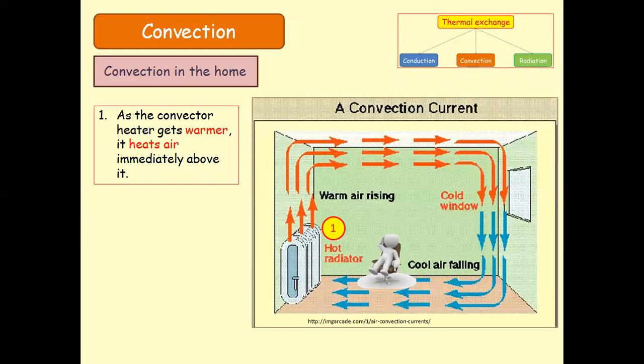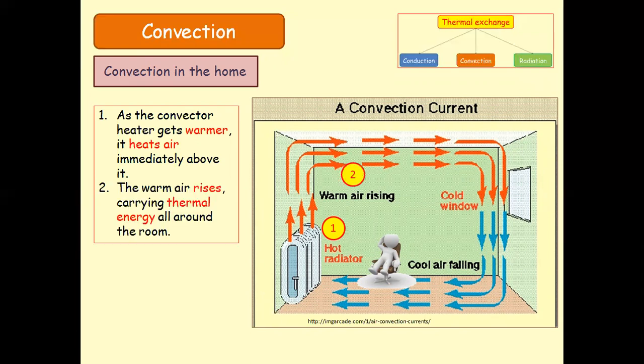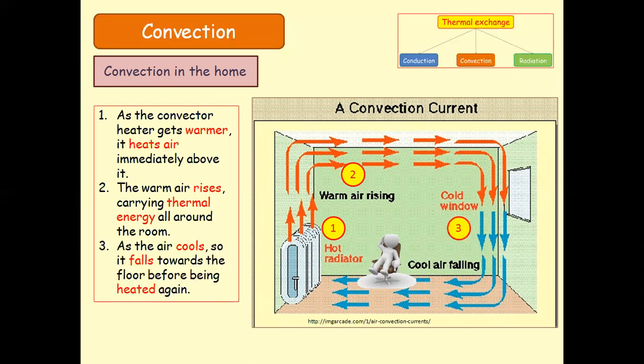Now, convection in our homes. This is an example from our homes. Number 1, the convector heater is warm, and it heats the air immediately above it. Then, number 2, the warm air rises, carrying thermal energy all around the room. Then, number 3, the air cools, so it falls toward the floor before being heated again.